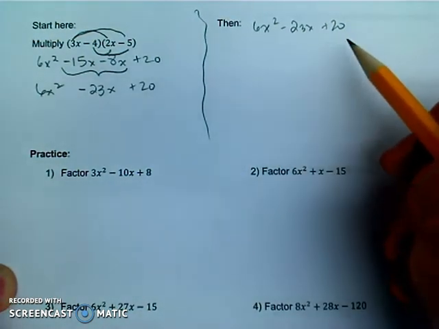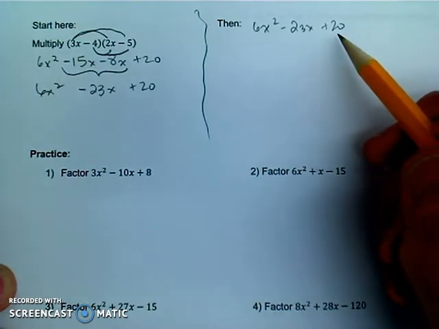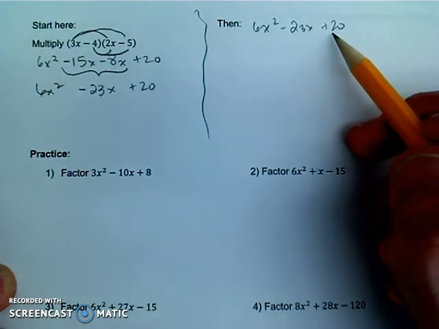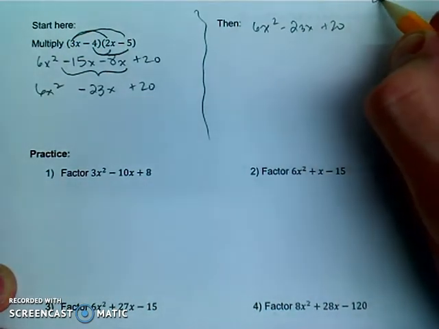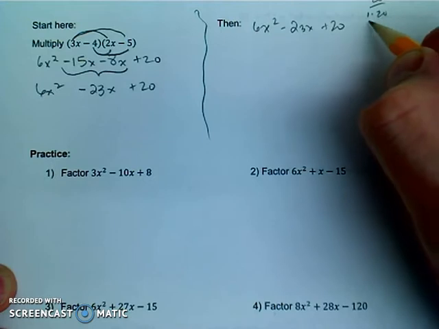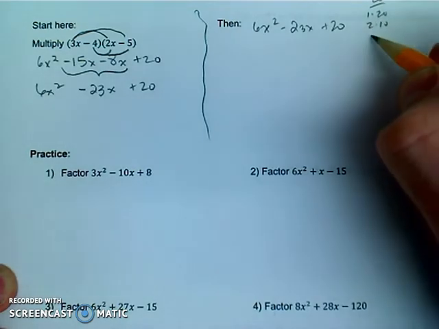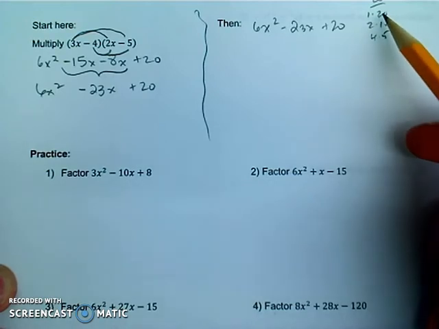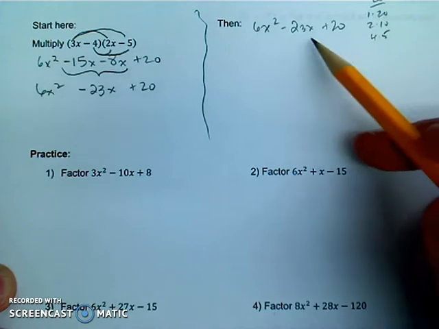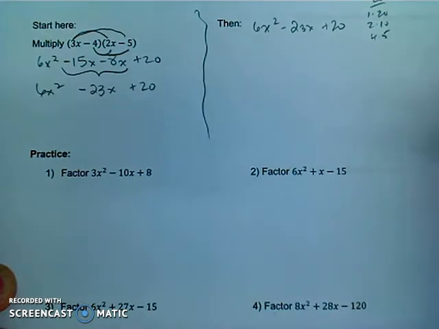So previously we'd taken a look at this and we said, okay, I need two factors of 20 that are both negative and that add up to 23. Well, my factors of 20, let's see what I have. 1 times 20, 2 times 10, 4 times 5, and that's it. Well, 1 and 20, those only add up to 21. I'm not going to have any pair here that's going to add up to 23. I don't know what to do.